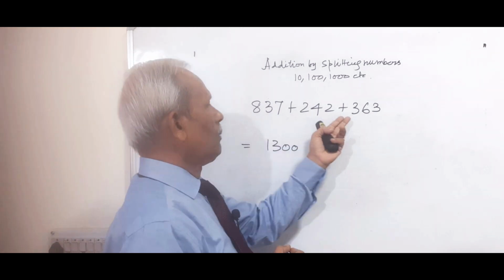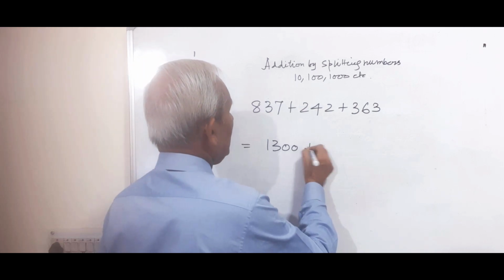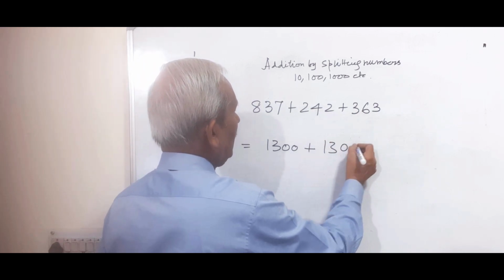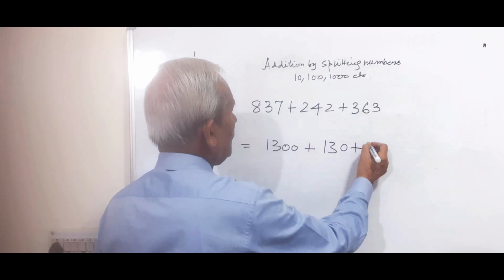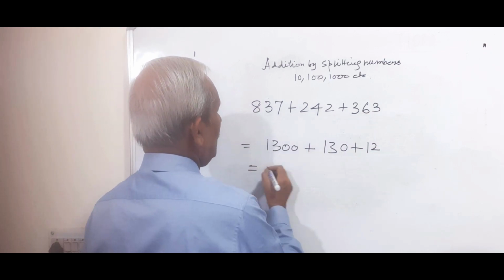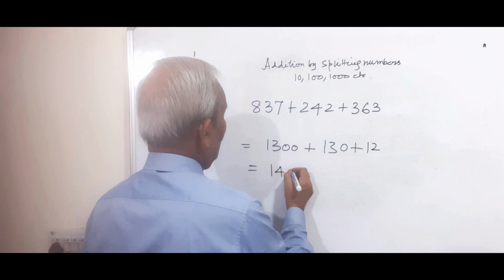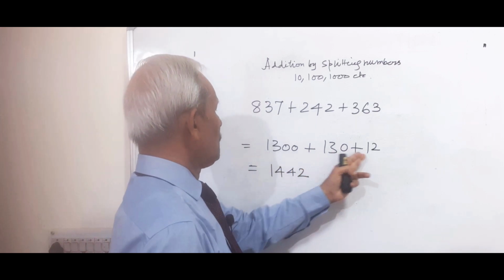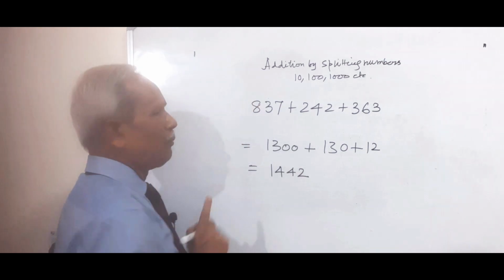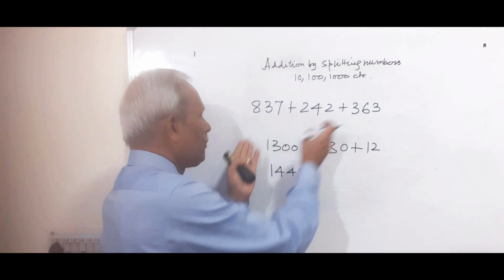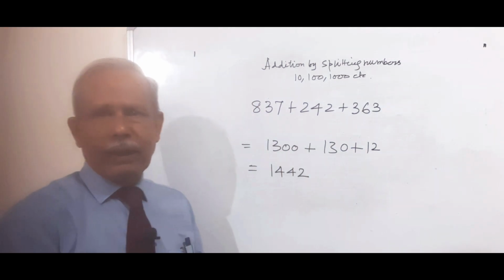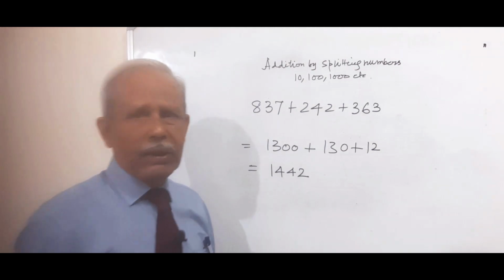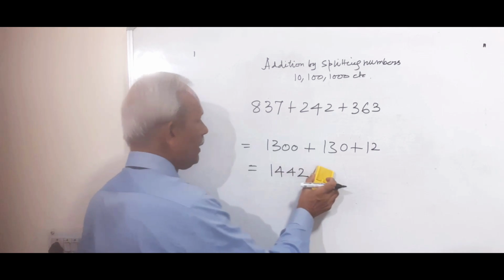800 plus 200, 1000 plus 300, 1300 plus 30 plus 40, 70 plus 60, 130. And here it is 7 plus 2, 9 plus 3, 12. So what is the total number? 1442. 1300, 100, 1400, 30 plus 12, 40, 42, 1442. We can do this right from here, without going into the bigger calculation. This helps us to do the addition operation easily.